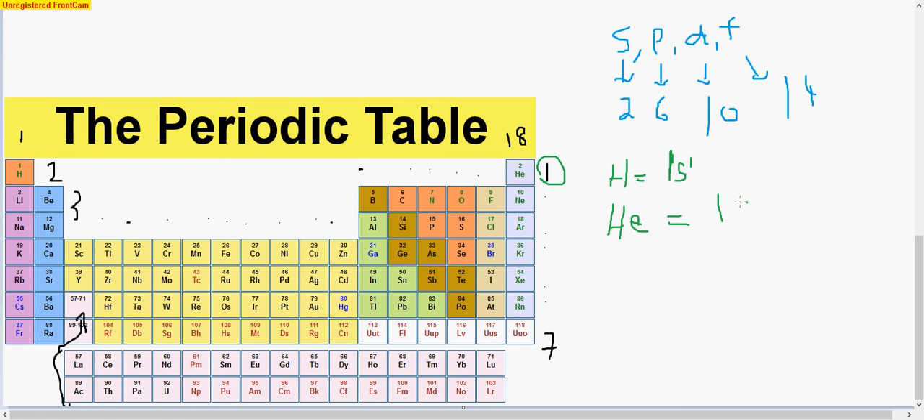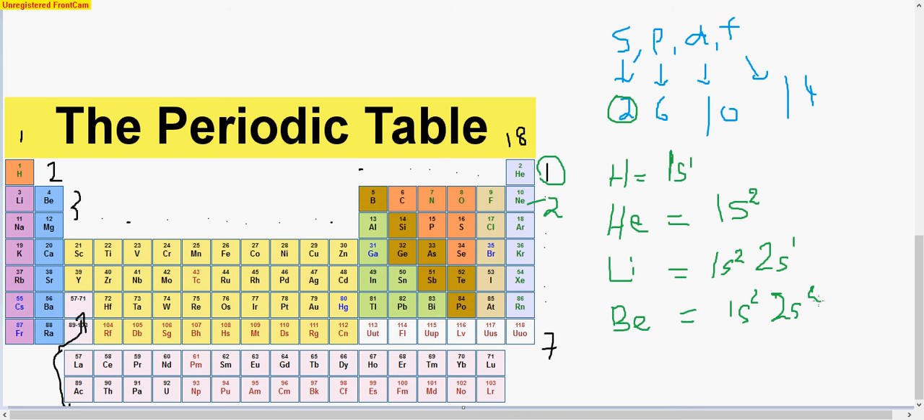Now helium. Helium is also 1s, but we have 2 electrons, and we know that S can accommodate 2 electrons, so 1s2, that is the electronic configuration of helium. Now lithium is 1s2, and a new period is there, 2, so we have 2s1 also. And it comes to beryllium, we have 1s2, 2s2, right?